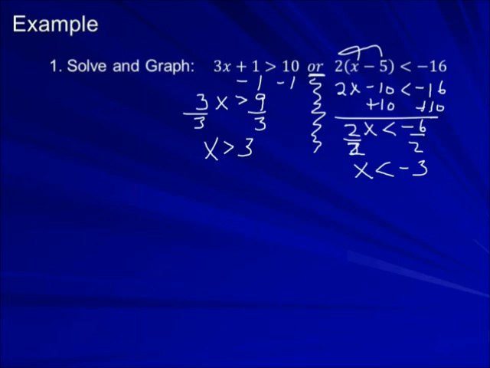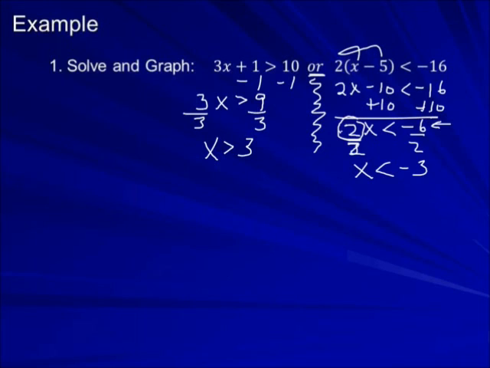Now I did not flip the sign there, and the reason I didn't is because this sign right here is positive. It doesn't matter what that sign is. It's this sign over here that's positive, so I don't flip the sign. But if I divide by a negative, then I flip the sign. All right, so I have x is greater than 3, or x is less than -3.